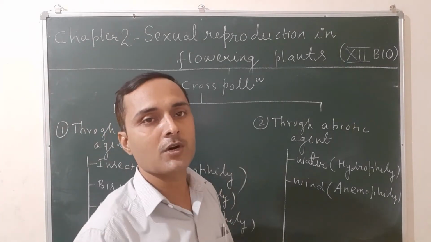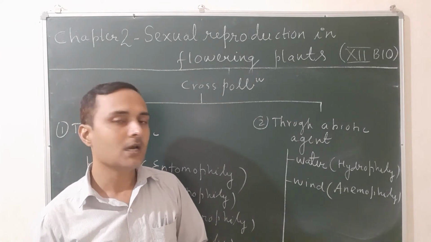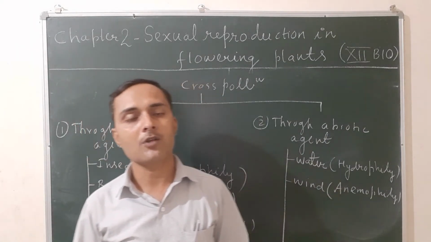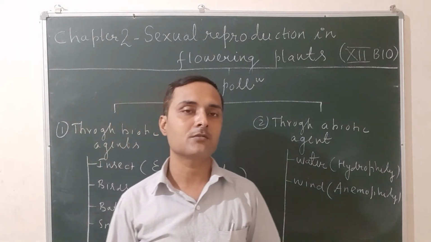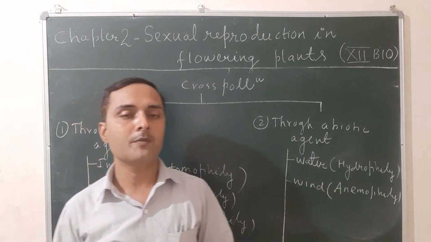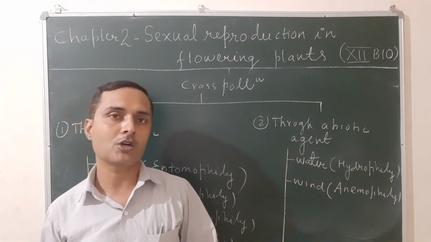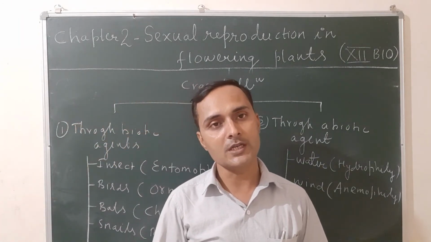So once again, what is pollination? The process of transfer of pollen from the anther to the stigma of the same flower, or from one flower to another flower of the same species, is called pollination. When the flower is the same, it is called self-pollination, and when pollination occurs between two different flowers belonging to the same species, it is called cross pollination. So this is all about pollination.